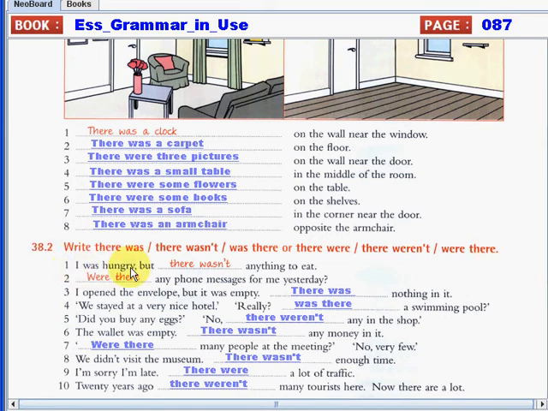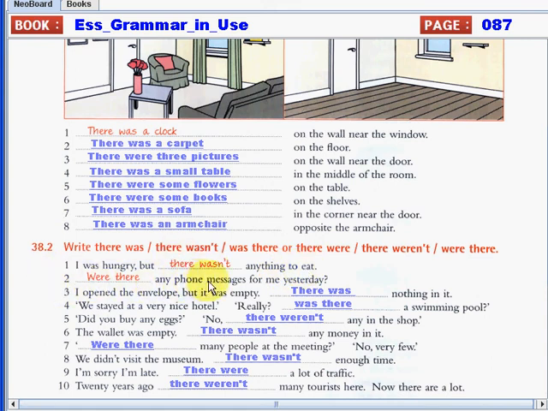I was hungry but blank nothing to eat. Okay, so we use there wasn't because this is only singular because of the word anything here. It is an uncountable noun, or you can't count. And we are telling that there was nothing to eat. Okay, so let's go now on number 2.